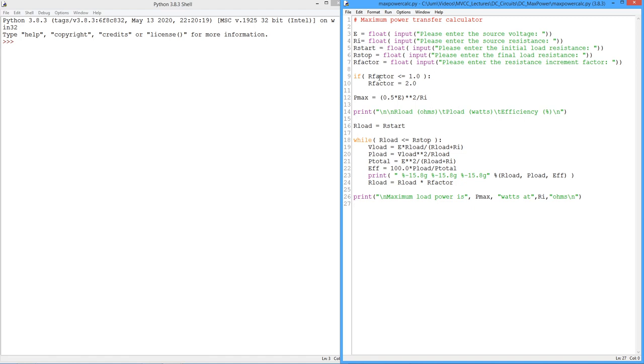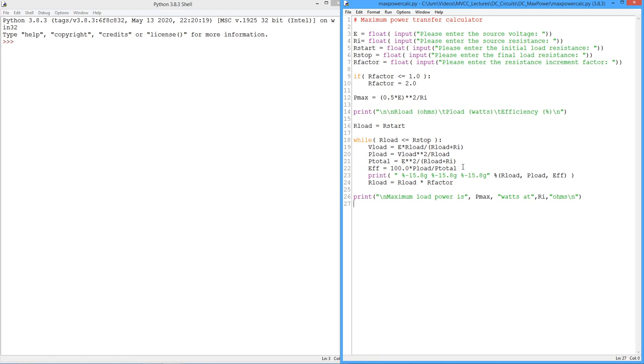So the first thing we do is a little logical check to make sure that somebody doesn't put in a crazy value for R factor. And we calculate the maximum power, right? So this should be half the total voltage squared divided by the internal resistance. That's the biggest we're going to get according to the theorem. Then we come through here and simply calculate, using the voltage divider rule, the load voltage, and calculate P load, V squared divided by R load. Calculate P total, which is the supplied voltage squared divided by the total resistance. Take the ratio, find out what the efficiency is.